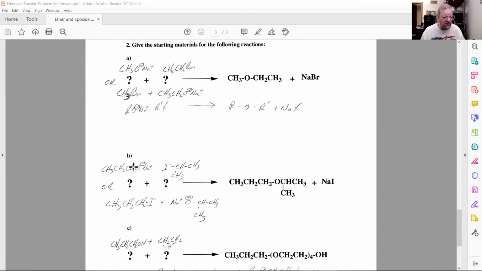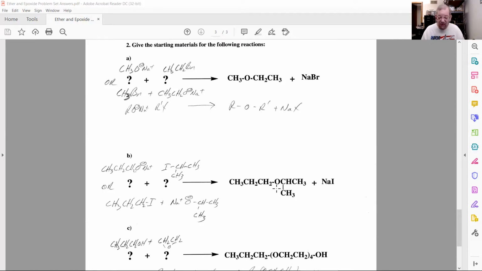But let's look at B. What 2 things do you react to make this molecule? Plus, ooh, a salt, sodium iodide, NaX. Remember, whenever you say halogen, bromine, chlorine, or iodine, Cl, Br, or I, we use the letter X as a variable. Just like R or R prime, anything with carbons and hydrogens.